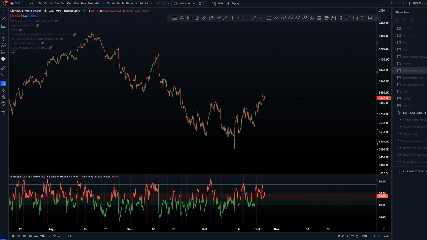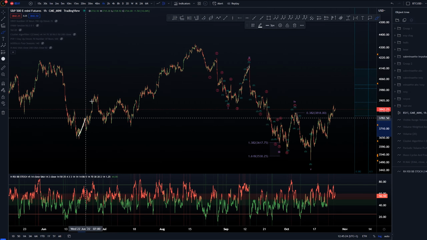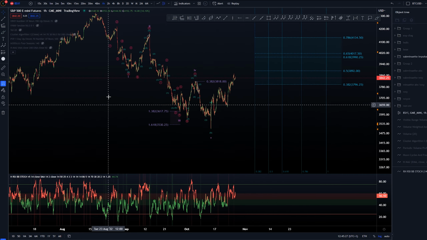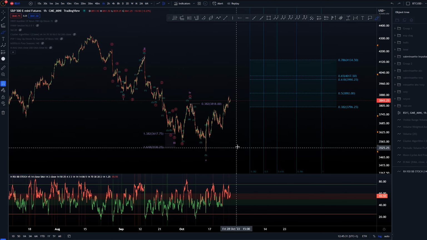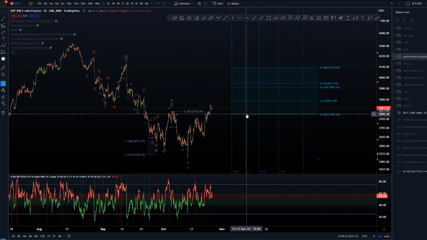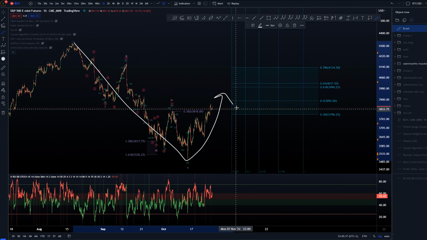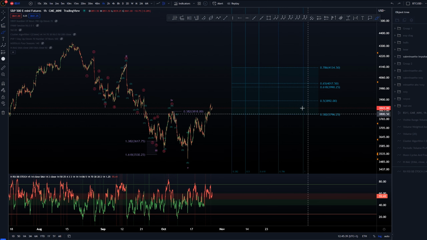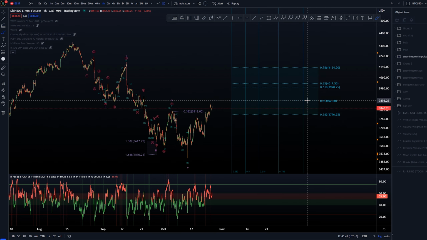The other scenario, of course, is that we have already created that connector wave structure in the middle here, and now we would be impulsing downwards with this 1, 2, 3, 4, 5. For this one again, we would be looking for at least a 38.2 retracement for wave 2 of this structure before heading downwards again. We have already gotten to that point, and the 0.5 is getting closer and closer as well.